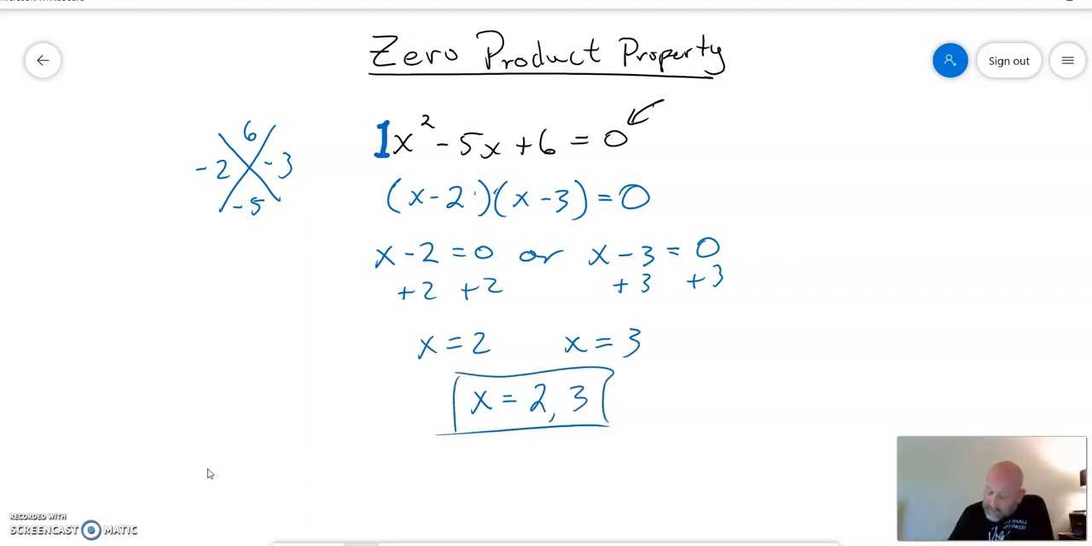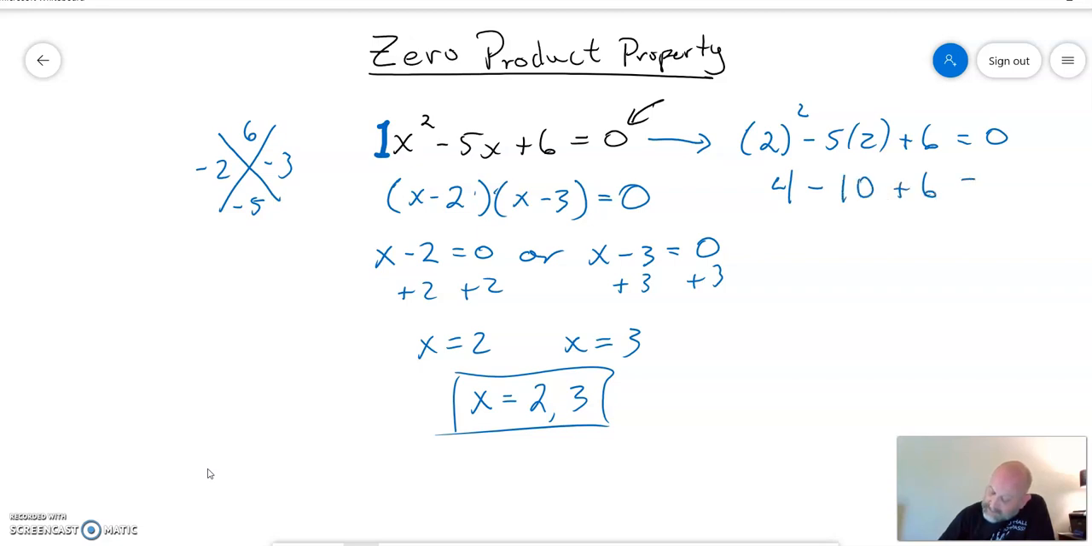Right? And you can check these just by going back. And by the way, if you're going to check them, go back to the original equation to double check. But you can always double check these by plugging them in. So if x is 2, let's plug that in and see what happens. So that means I have 2 squared minus 5 times 2 plus 6 equals 0. Let's see if that's a true statement. So that gives me 4 minus 10 plus 6 equals 0. And if we add those things up, we do in fact get 0. 0 is equal to 0. And so this checks out, right?